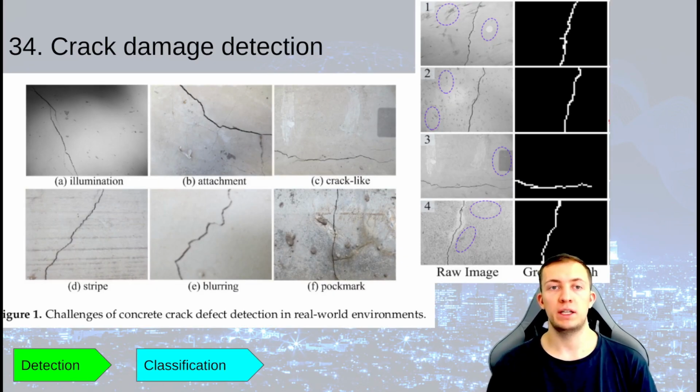34th application is crack damage detection. We can use computer vision to create an algorithm for visual inspection of concrete structures and also buildings. That algorithm will automatically find cracks in the structure and classify the different levels of danger from those cracks.